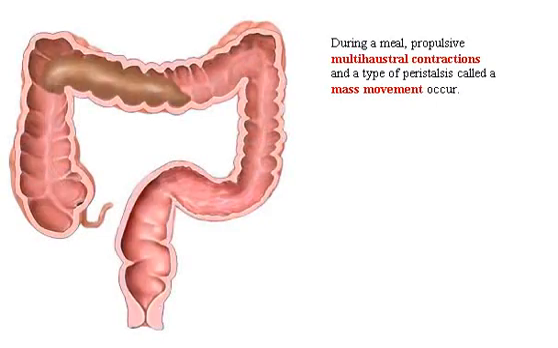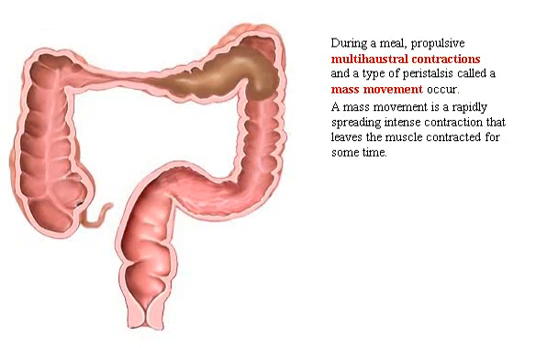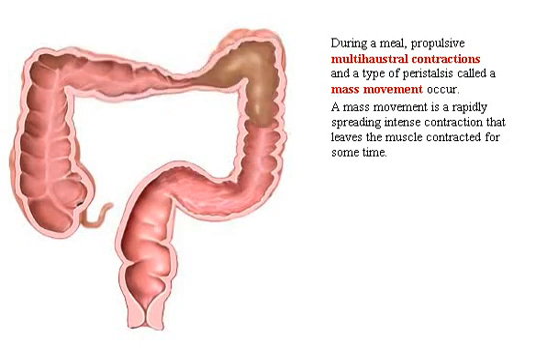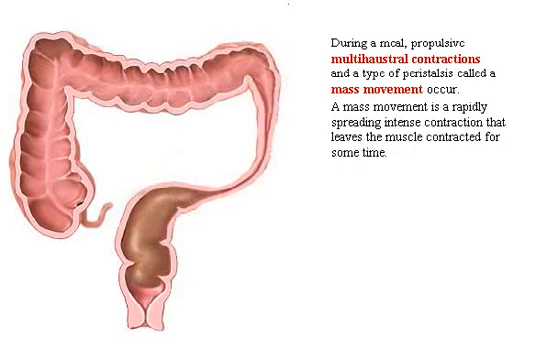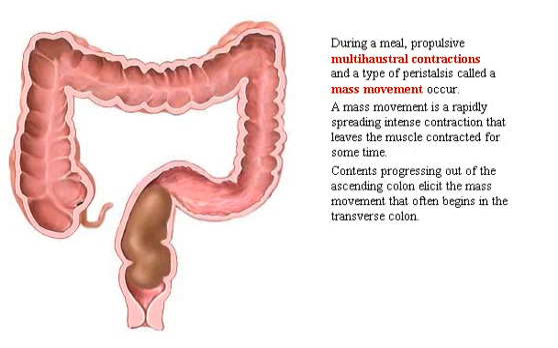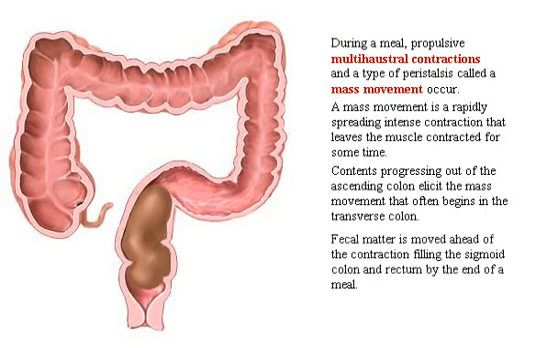During a meal, propulsive multihaustral contractions and a type of peristalsis called a mass movement occur. A mass movement is a rapidly spreading intense contraction that leaves the muscle contracted for some time. Contents progressing out of the ascending colon elicit the mass movement that often begins in the transverse colon. Fecal matter is moved ahead of the contraction, filling the sigmoid colon and rectum by the end of a meal.